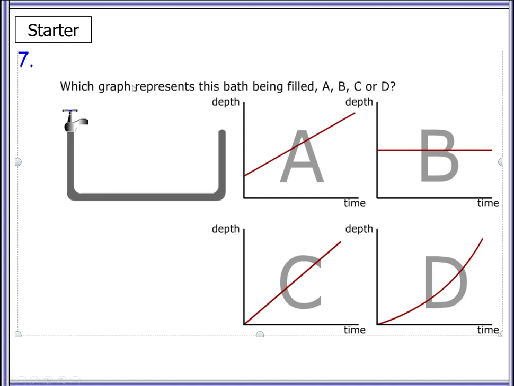Which graph represents this bath being filled? So we've got A, B, C and D. When we turn the tap on, we're going to have a constant flow of water flowing into the bath, and it's going to fill up at the same rate. I've actually just noticed the little bends in the corners, which makes it slightly smaller, but we're going to ignore that and assume it's the same rate all the way. So we're going to look at C as our solution, because it starts from 0 and then it's going to fill up at the same rate. Okay, so C is our solution.